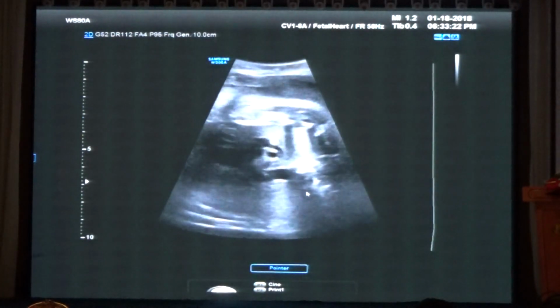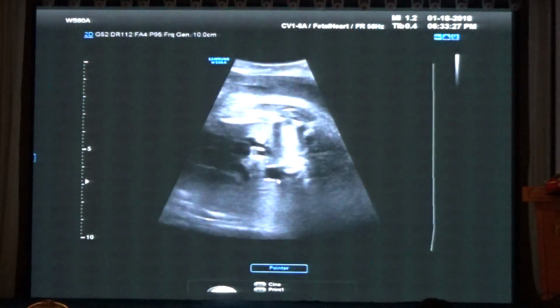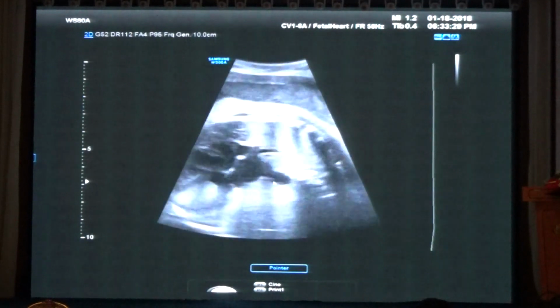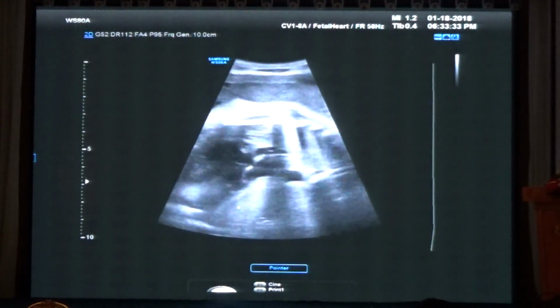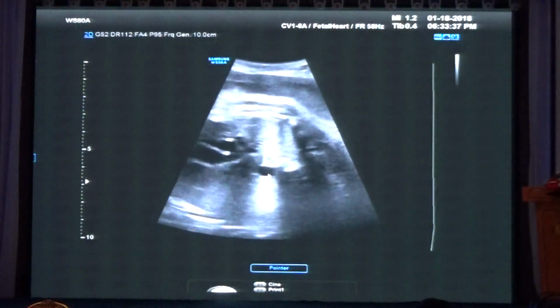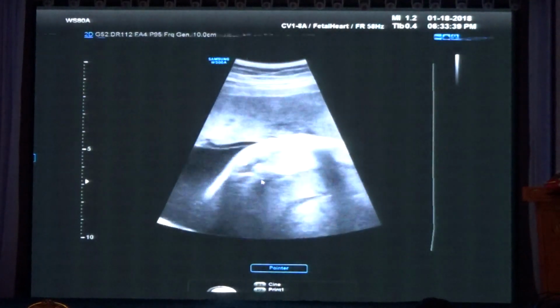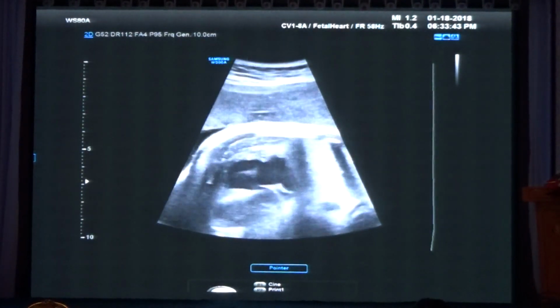So the first thing we look at is the baby's position. This is the left side, the aorta is on the left side, the stomach is on the left side, the apex of the heart is on the left side. So this baby has a normal situs. So this is the aorta, and then we're going to start at the four chamber view. And here you see the four chamber view, clear as day.